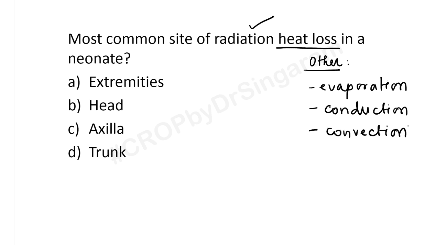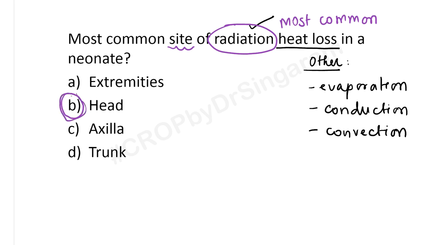Out of these, if we see, the most common source of heat loss in a newborn is radiation, and that by itself is a separate MCQ. Now coming to the question, they are asking about the site of radiation heat loss in a newborn. You have the options extremities, head, axilla and trunk. What is the answer? The answer for this question is head.